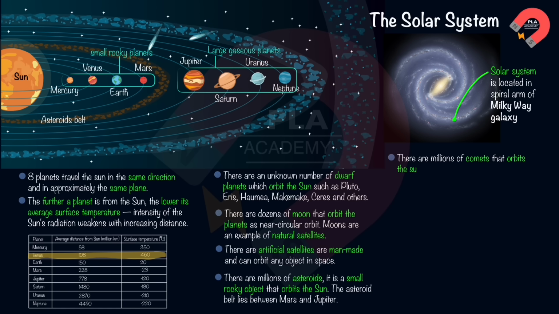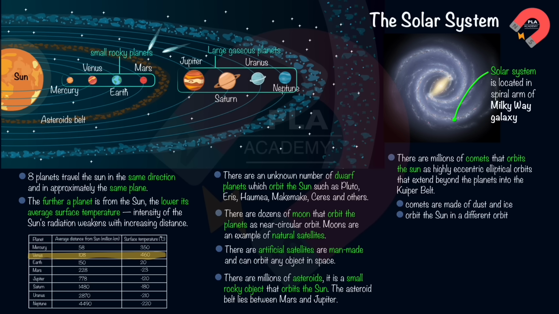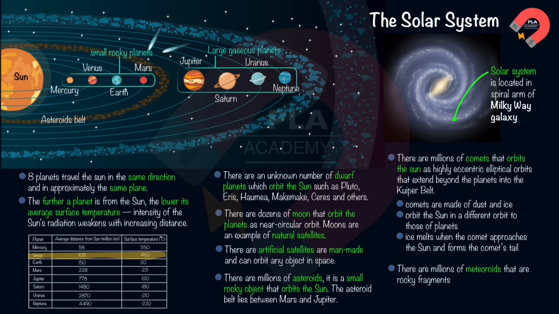There are millions of comets that orbit the Sun in highly eccentric elliptical orbits that extend beyond the planets into the Kuiper belt. Comets are made of dust and ice and orbit the Sun in a different orbit to those of planets. The ice melts when the comet approaches the Sun and forms the comet's tail. There are millions of meteoroids that are rocky fragments of asteroids, comets, and moon and planetary collisions. They are much smaller than asteroids, ranging in size from tiny grains up to a meter. Further from Neptune, we have discovered the Kuiper belt and Oort cloud.